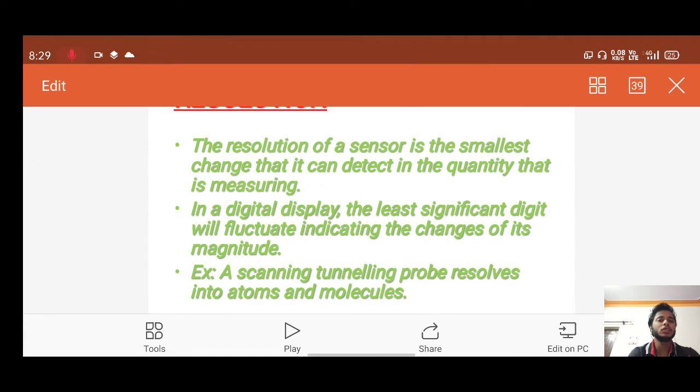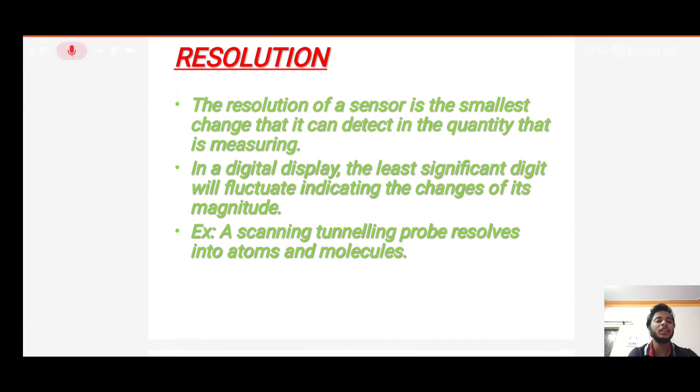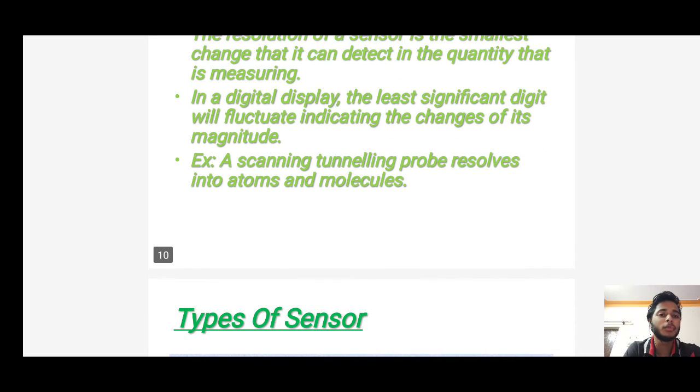Resolution. The resolution of a sensor is the smallest change that it can detect in the quantity that it is measuring. In a digital display, the least significant digit will fluctuate, indicating the changes of its magnitude. An example of the resolution of a sensor is that a scanning tunneling probe resolves into atoms and molecules.